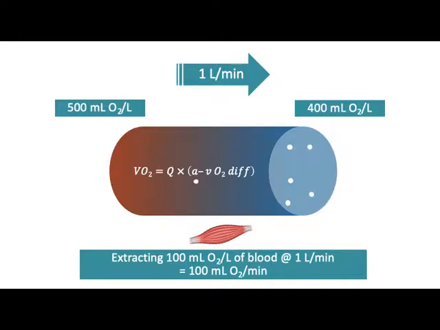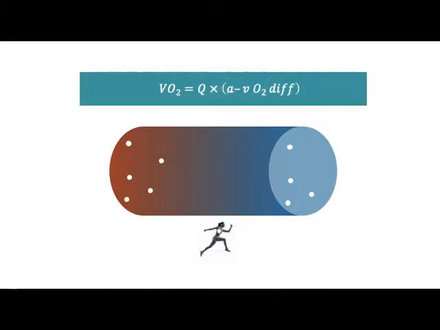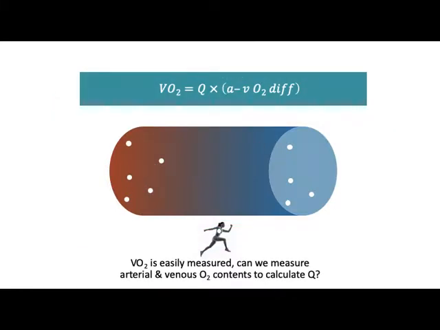Imagine how you would solve for Q. If I didn't give you 1 liter per minute, you would need to have a VO2 value to be able to solve for Q. Good news is, it's pretty easy to get a VO2 value. Is it easy to get arterial and venous O2 contents? That's another story. VO2 is easily measured. Can we measure arterial and venous O2 contents? Let's explore this idea.